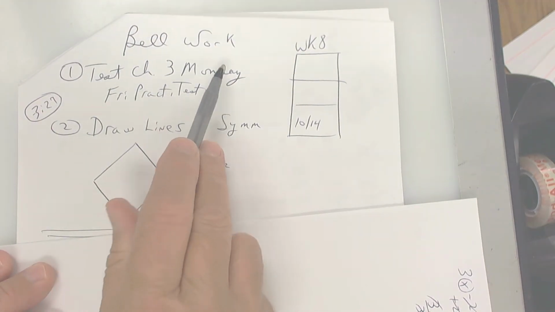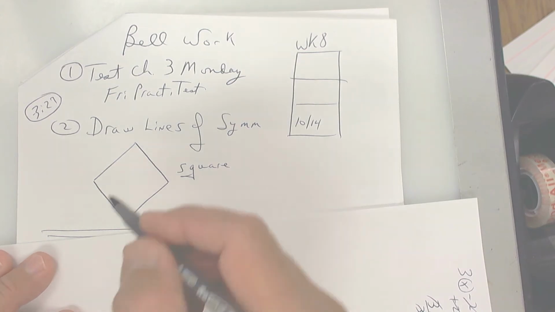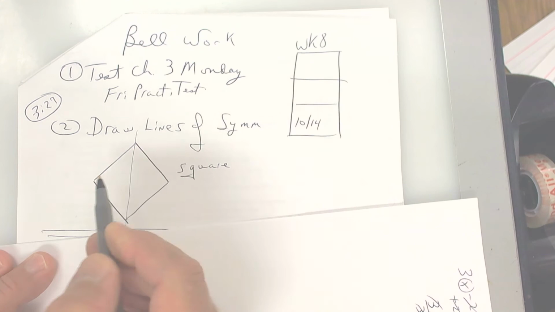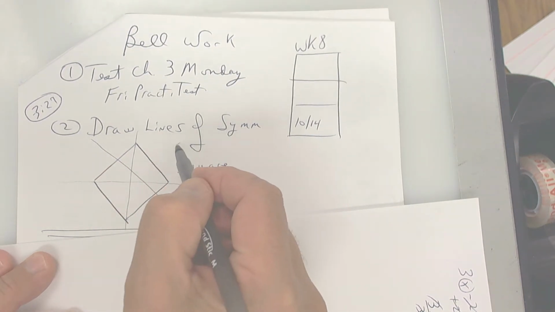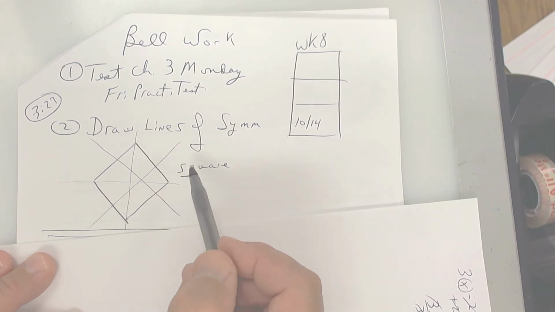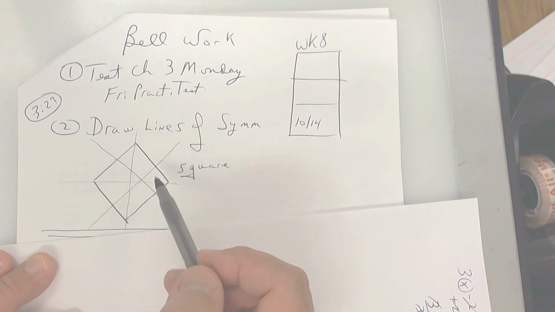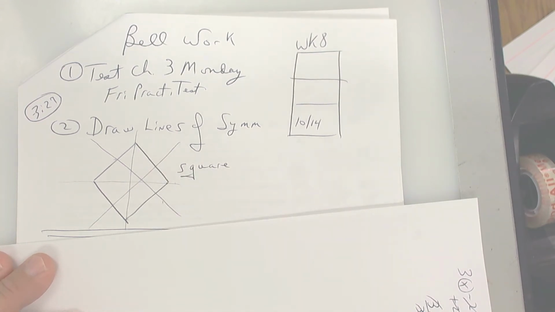We have a test on Monday, practice test on Friday. Draw the lines of symmetry. Well, there's one here, there's one here, there's one here, and there's one here. So I'm going to say 1, 2, 3, 4. I'm going to say 4 lines of symmetry.